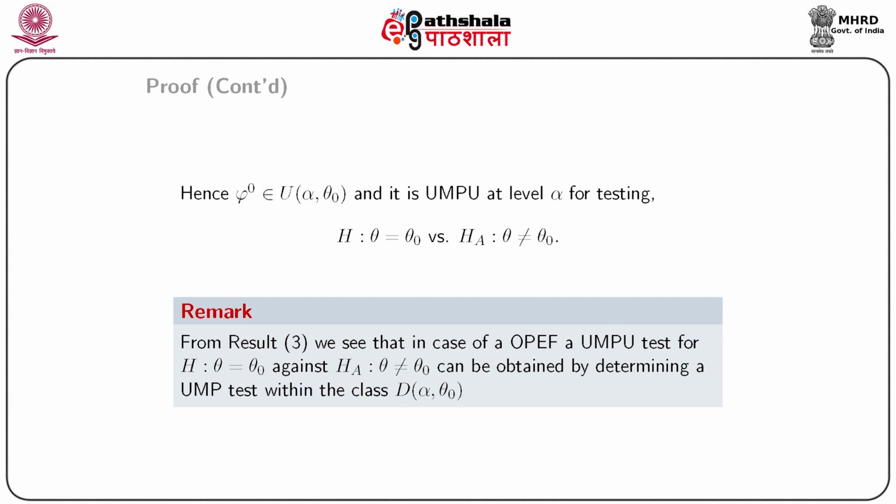From result 3, we see that in the case of a one parameter exponential family, a UMPU test for the null hypothesis H colon theta equals theta naught against HA colon theta not equal to theta naught can be obtained by determining a UMP test within the class D alpha comma theta naught. That will be discussed in our next module.